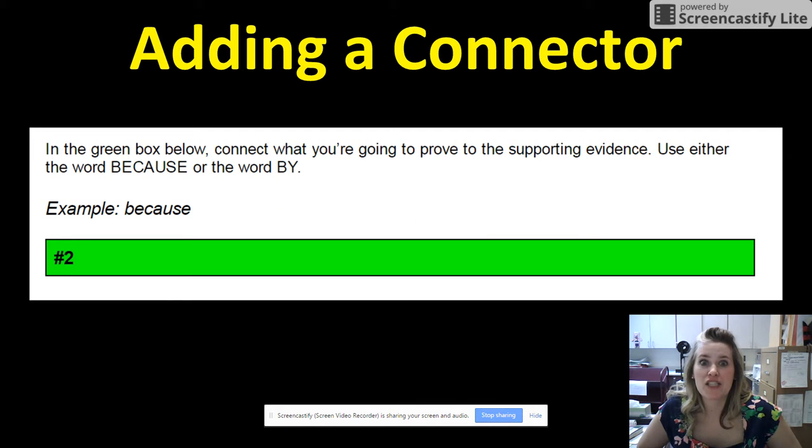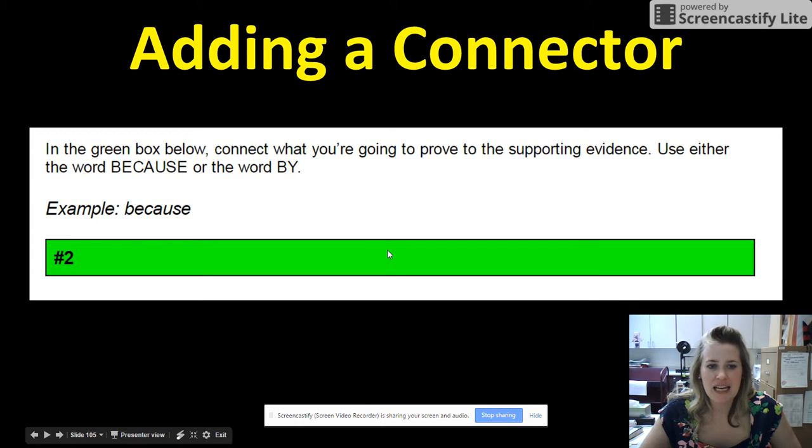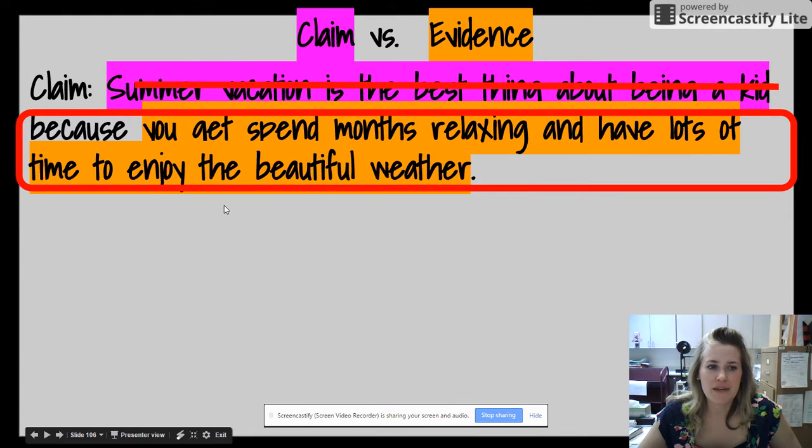The next step is so easy. Don't make it harder than it is. You're going to find the green box and you are just typing the word because. So in this green box where it says number 2, type the word because. Don't do anything else. Okay, now that we've added that connector, we have finished writing the first part of our thesis statement.